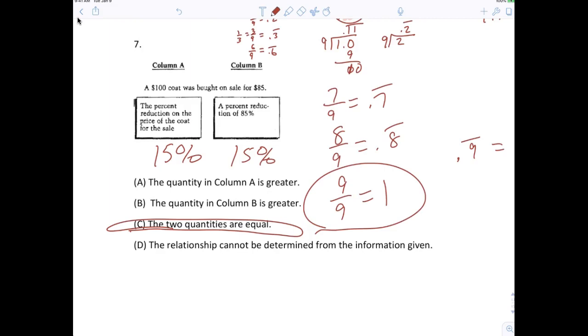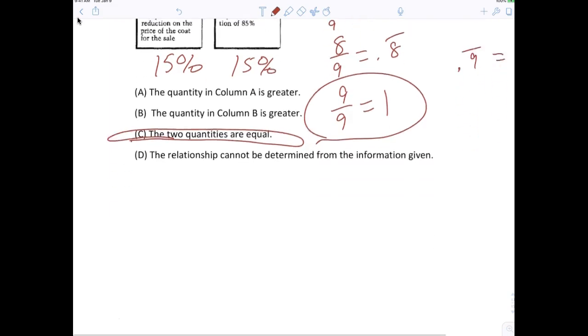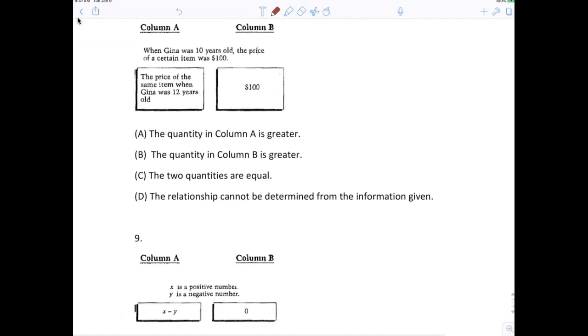That's exactly right. All right, so now we've got a few more minutes, so let's go ahead and talk about this. Oh, this is a good one. So it says, when Gina was 10 years old, the price of a certain item was $100. The price of the item when Gina was 12 years old was $100. Tell me. Oh, I like this. It's what? D. What did you get? I didn't say that was right. That was an answer. D.